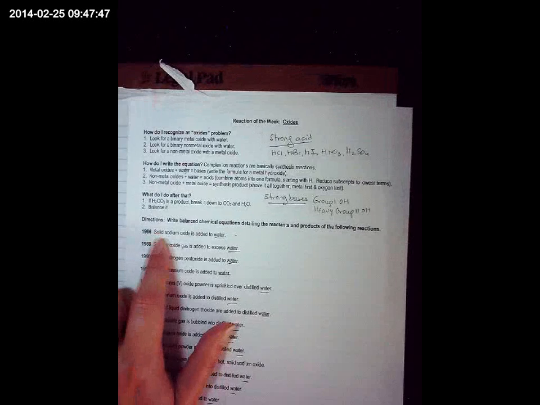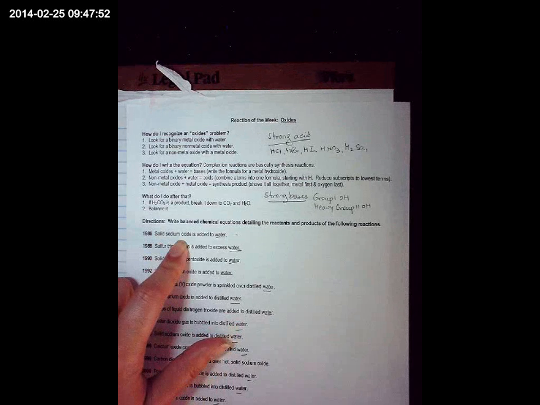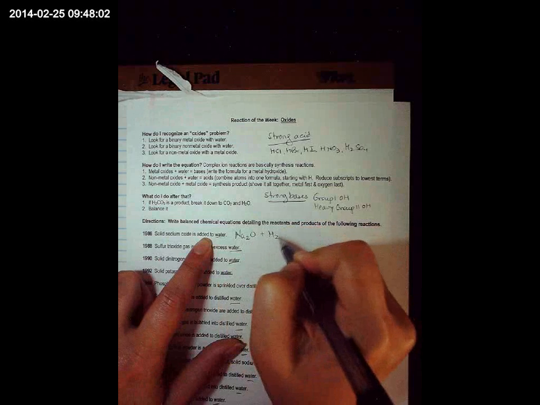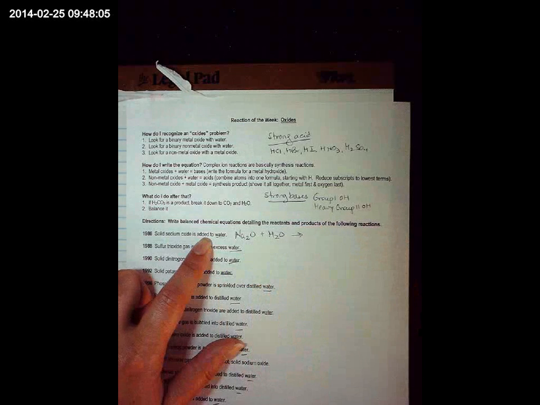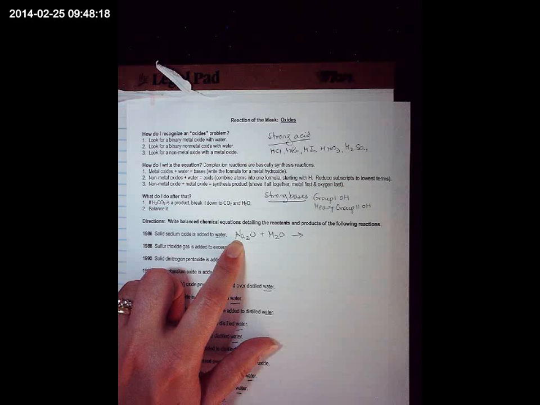All right? So let's take a look at a question from 1986, the first one. It says solid sodium oxide. So let's start by writing the reactants. How do I write that? Na2O is added to water. Right? So those are the reactants. So I've got a metal oxide with water. What am I supposed to make? A base. The base is essentially going to be that metal tacked on with hydroxide. So sodium hydroxide. All right?